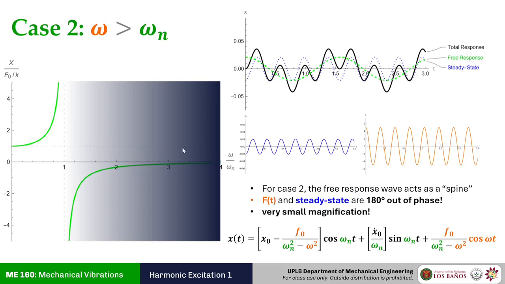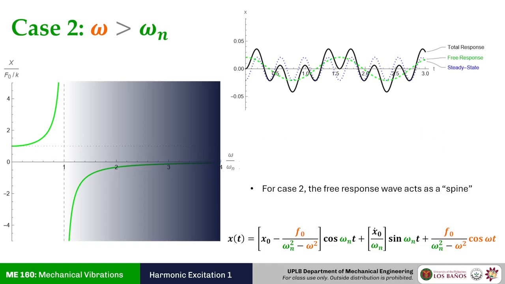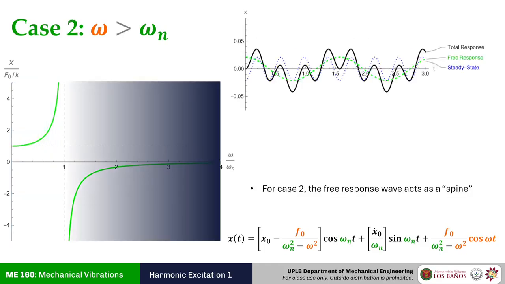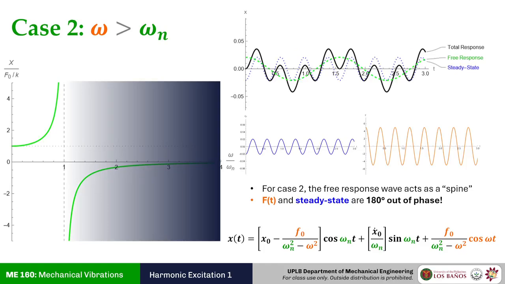Also, if you notice here, even though you come from infinity, after you leave the frequency ratio value of 1, any further increase in the forcing frequency and your magnification is just getting smaller and smaller and smaller. So if you compare the steady state value of the response for case 2 versus case 1, case 1's is 0.3. For this one, it's 0.02.